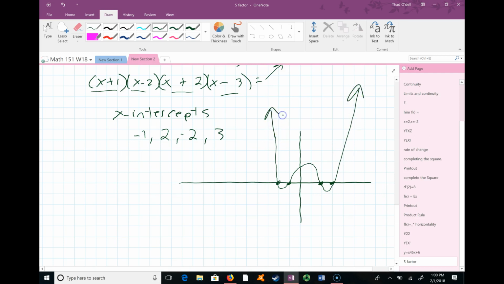Do I know it looks exactly like that? No, I don't know how high or low the bumps go, but I do know that this point is right, this point is right, this point is right, this point is right, and the end behavior is correct. As far as the bumps, they may be skinnier, they may be taller, I don't know exactly. But this is a quick, rough sketch of that polynomial based on the x-intercepts that I know are correct and the end behavior that I know is correct.